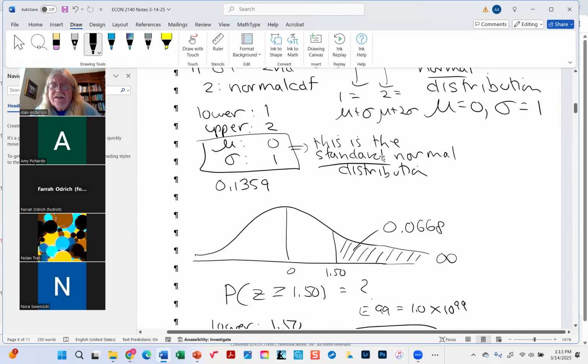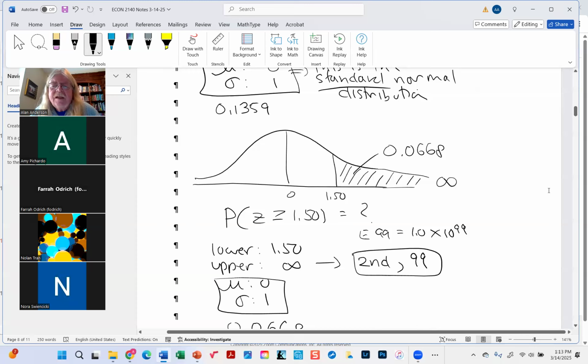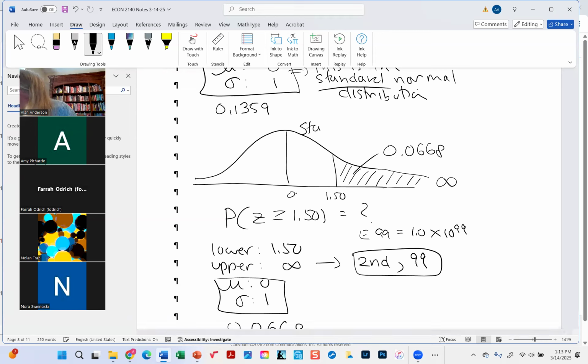But anyway, let's come down here and look at this case. We've got the probability that z is greater than or equal to 1.50. So this time we're not looking at the area between two constants. We're looking at the area between a constant and positive infinity. And again, the fact that there's a z here indicates that this is the standard normal distribution.